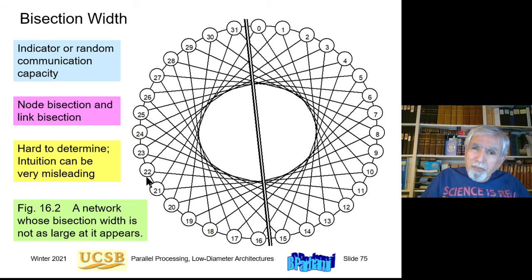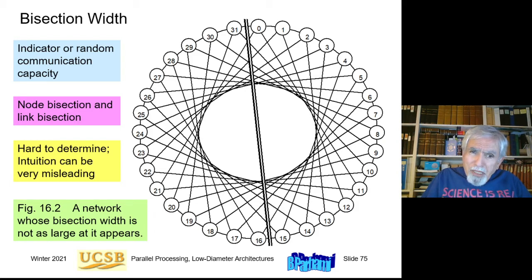See, the bisection doesn't need to go from one side of the network to the other. It can be quite irregular. For example, it can go from here to here, then go from here to the other side. And in fact, it turns out that there's one such bisection that is much smaller than the one shown. You can easily count the number of links that I'm cutting in this bisection, but the minimal bisection requires cutting fewer links than I've shown here. So here's an example of a network whose bisection width is not as large as it appears.